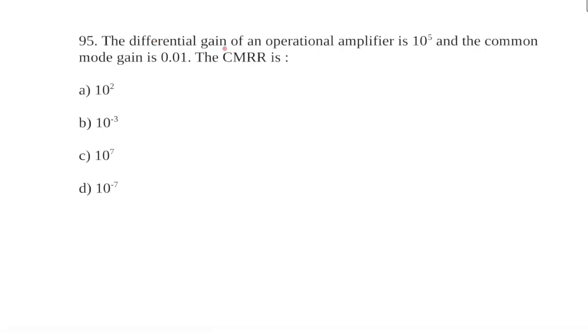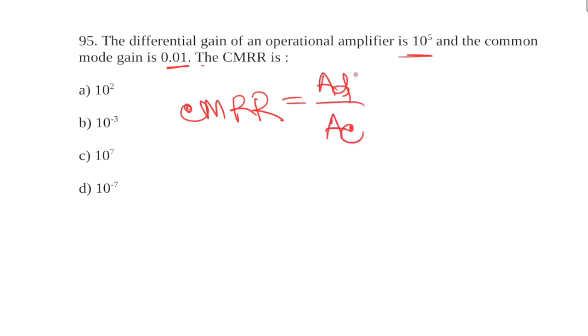Next, the differential gain of an operational amplifier is 10 to the power 5 and the common mode gain is 0.01. The CMRR is asked. The common mode rejection ratio is given as AD by AC, that is your differential gain by common mode gain. So differential gain is 10 to the power 5, common mode gain is 0.01. So this will be equal to 10 to the power 7. So the correct option is option C.